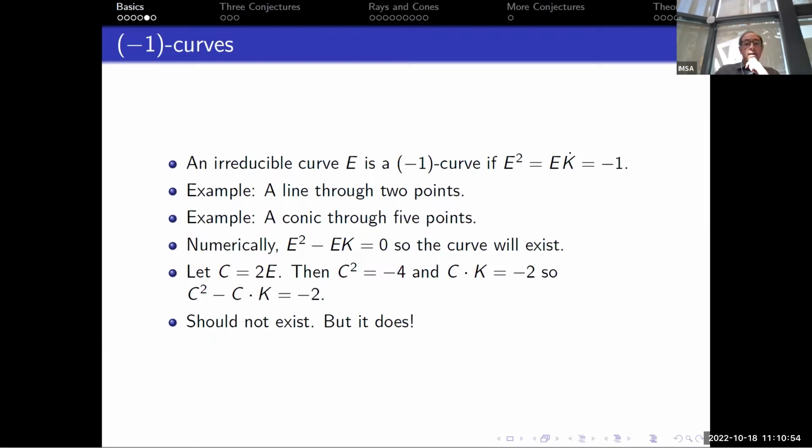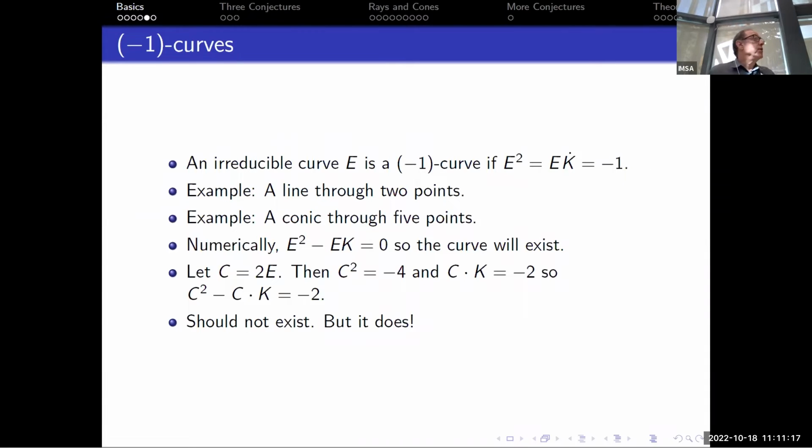Okay. Then, well, it's a quadratic form. So if E squared is -1, then the double when you square it is -4. And if E·K is -1, then the double times K will be -2. It doubles, right? So therefore, when you look at C squared minus C·K, you get exactly the boundary case -2.